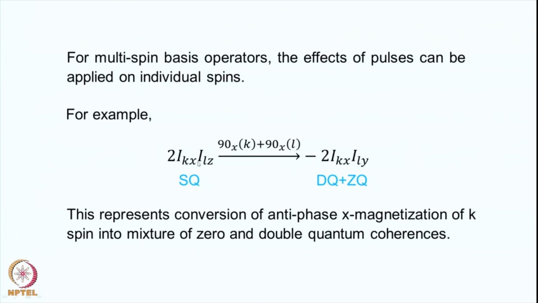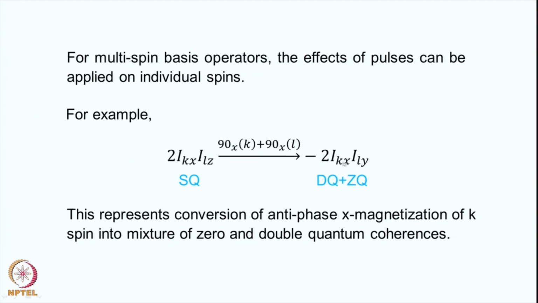So now what happens when I apply the X pulse? Nothing happens to Kx, right, because we said this is invariant, X magnetization is invariant under the X pulse, therefore nothing happens to the Kx operator. And what happens to Lz? Now Lz goes to minus Ly, this we calculated, Z goes to minus Y, right. So therefore X pulse on L spin takes this ILz to minus ILy, therefore I get here minus 2IkxILy.